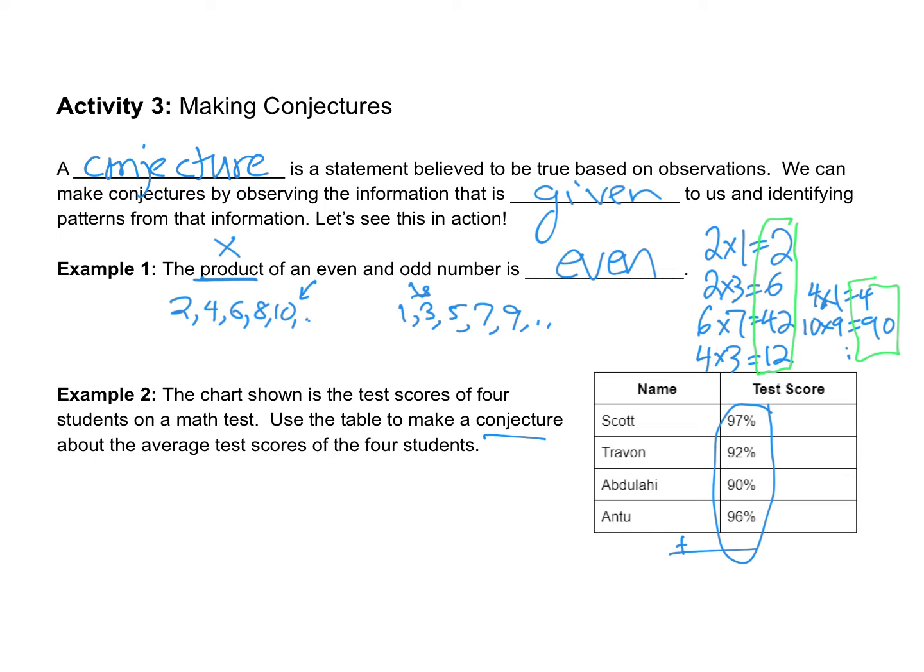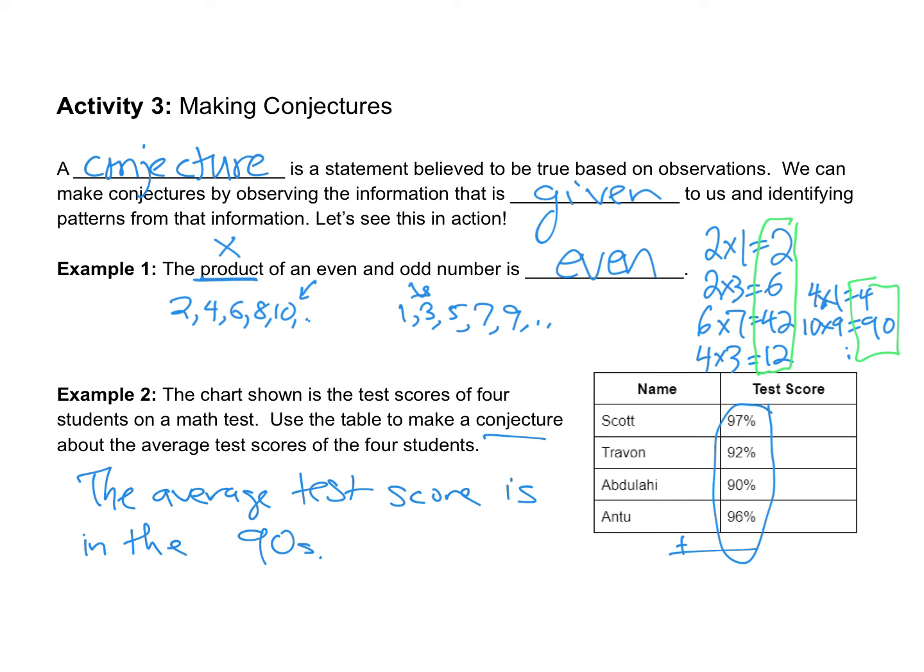So there's some options. One thing you'll notice, these are all in the 90s. So one conjecture could be that the average test score is in the 90s. Maybe a more precise conjecture.